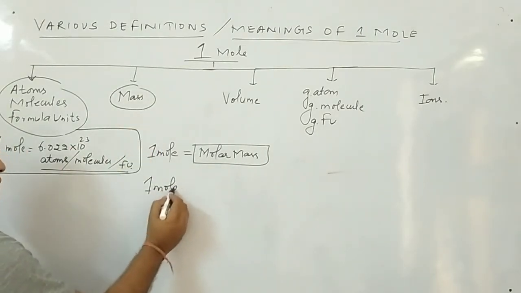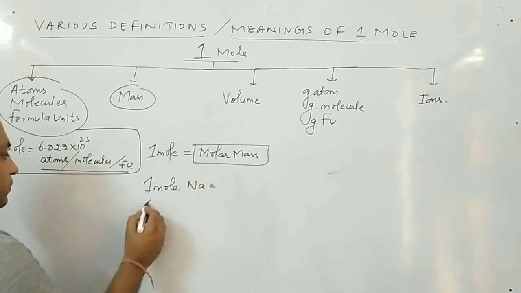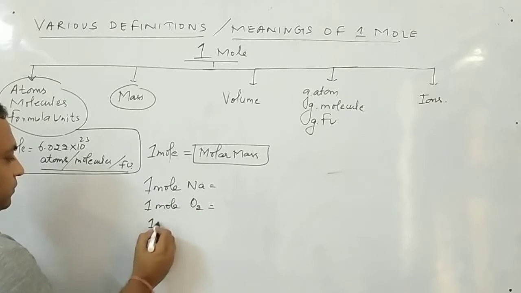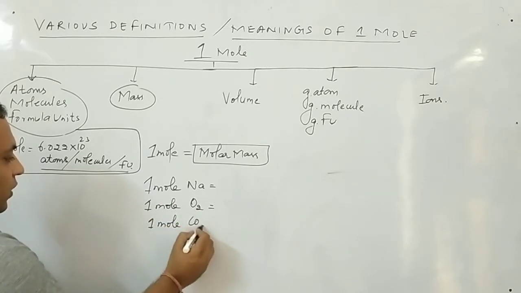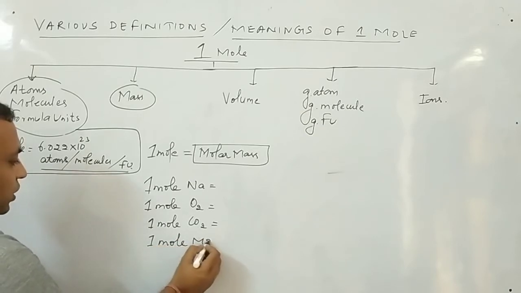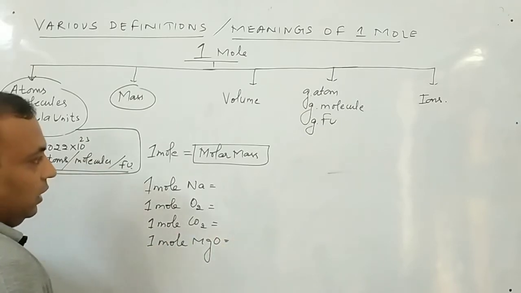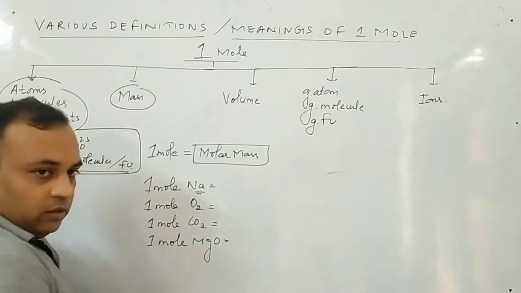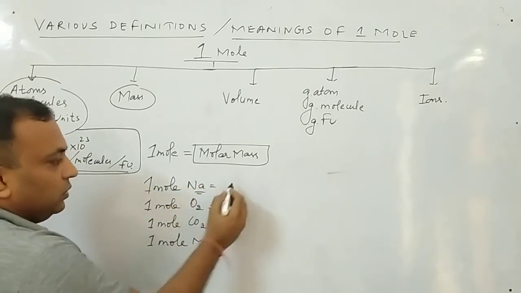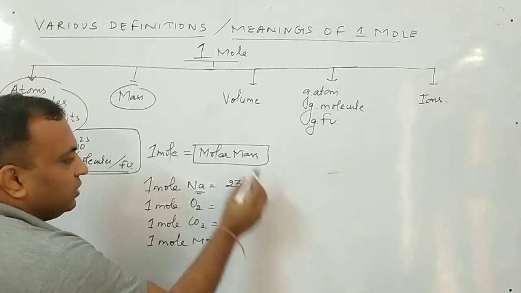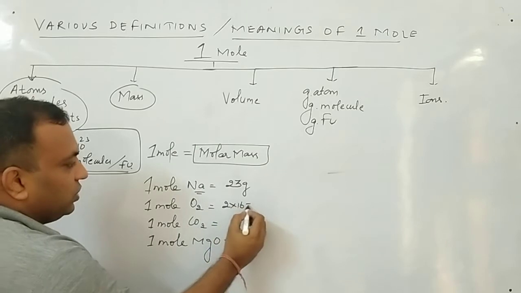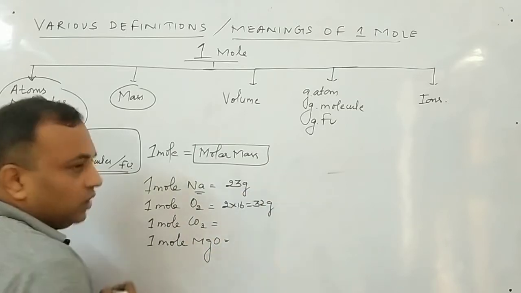I'll write again: 1 mole sodium, 1 mole oxygen, 1 mole CO2, 1 mole MgO. Now listen. For 1 mole sodium, just see what is written in front of you. Sodium is present, so its atomic mass in gram is 23. What is the mass of O2? This will be 2 × 16 = 32 gram.